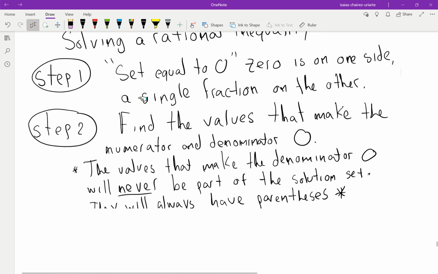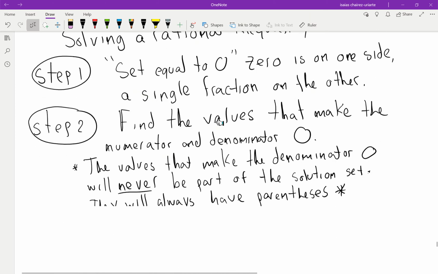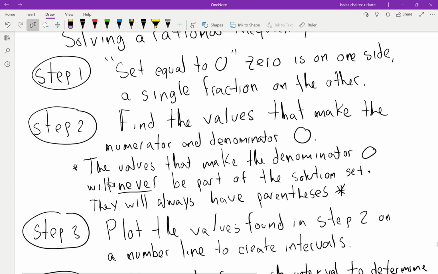Okay, your second step is you want to find the values that make the numerator and the denominator 0. You gotta be careful though. The values that make the denominator 0, those will never be part of the solution set. So if they happen to be present, they will always have parentheses. So that's step 2. You gotta set both the numerator and the denominator equal to 0 and find whatever values make the numerator and the denominator 0.